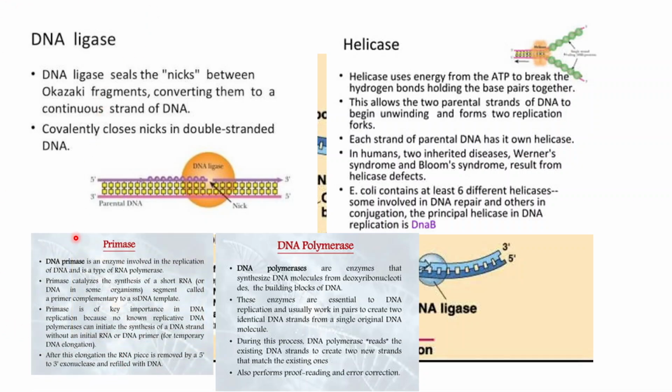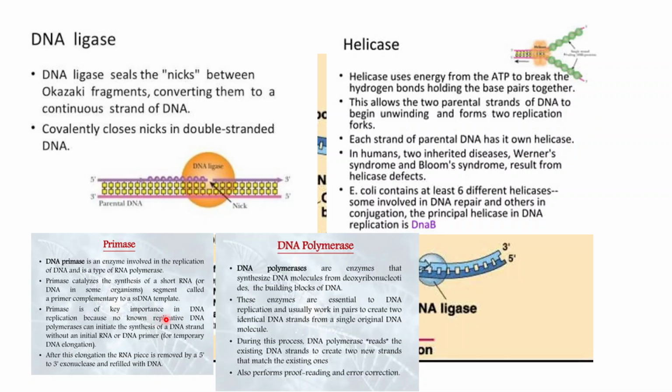Then we have primase. Primase is an enzyme involved in the replication of DNA and is a type of RNA polymerase. Primase catalyzes the synthesis of a short RNA, or DNA in some organisms, segment called the primer, complementary to the single strand template.